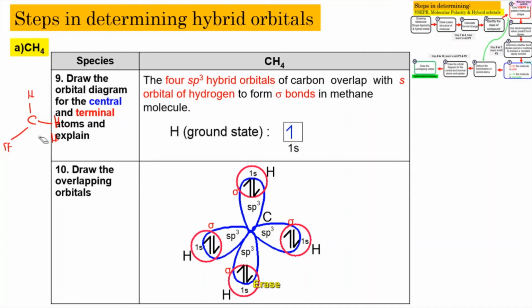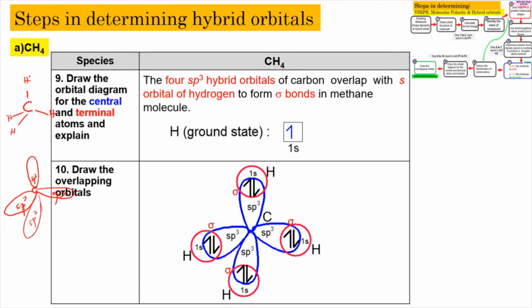Okay, so the drawing is going to be: our terminal atom is going to be the hydrogen, which is with our carbon here, then hydrogen, hydrogen, hydrogen, and then hydrogen. So just now we have drawn our hybrid orbitals of carbon, which is at the center: sp3, sp3, sp3, and then sp3, okay, which is referring to carbon.